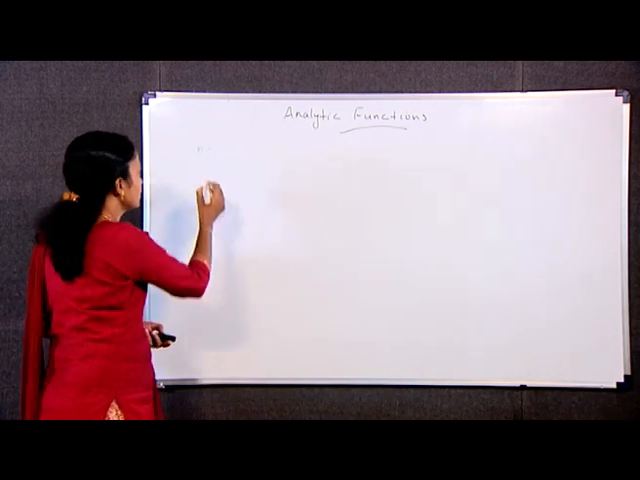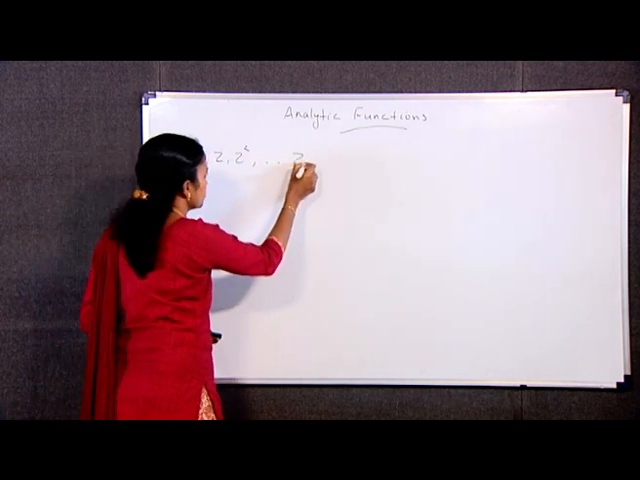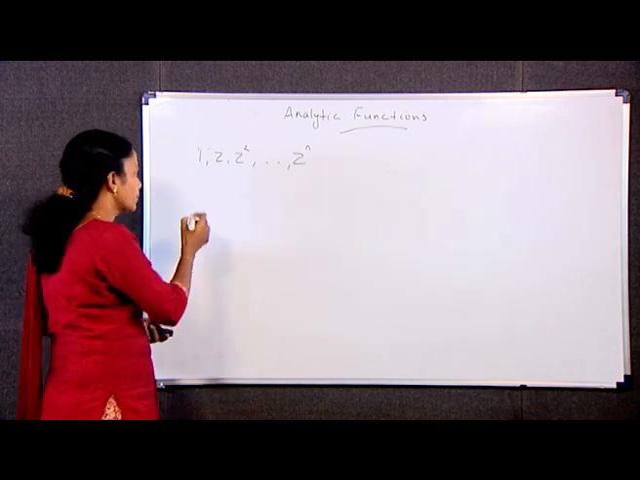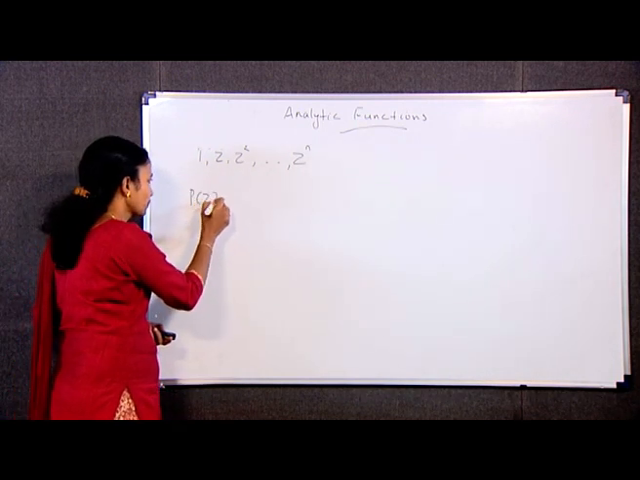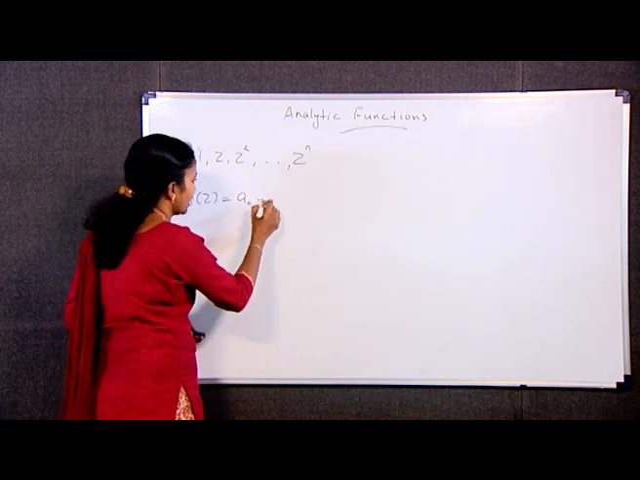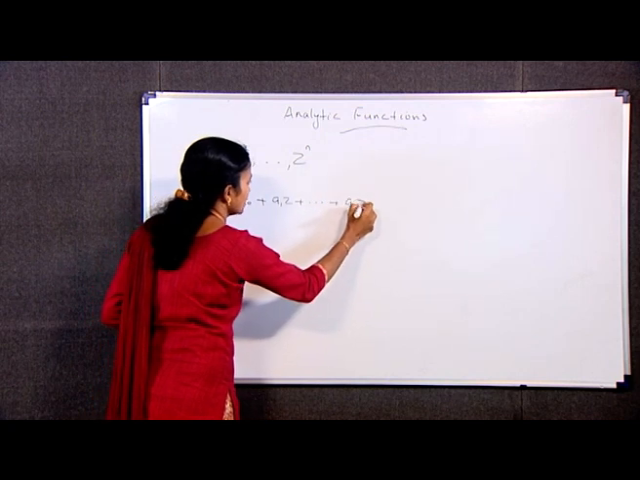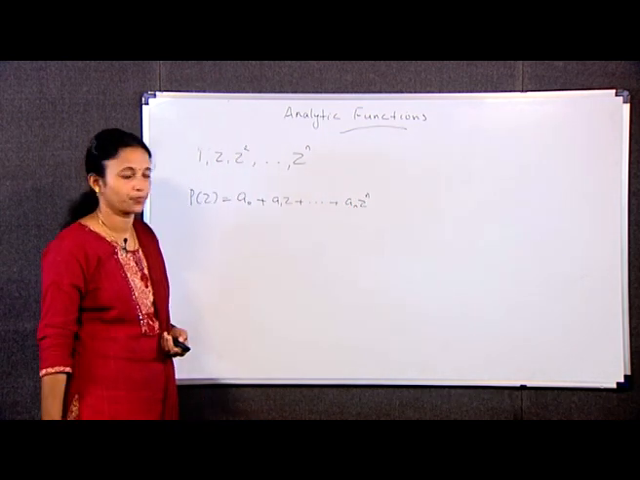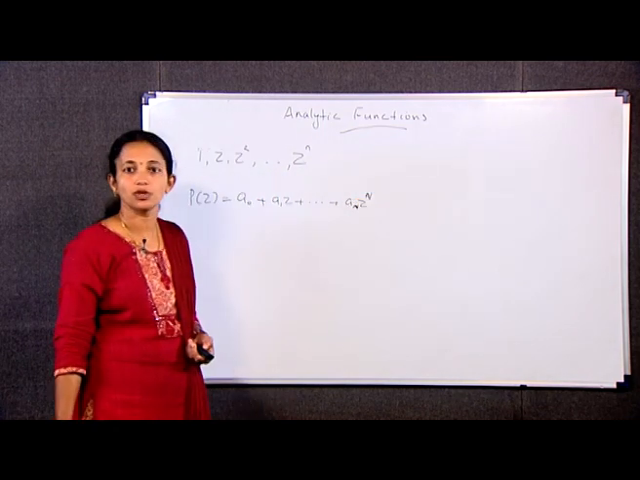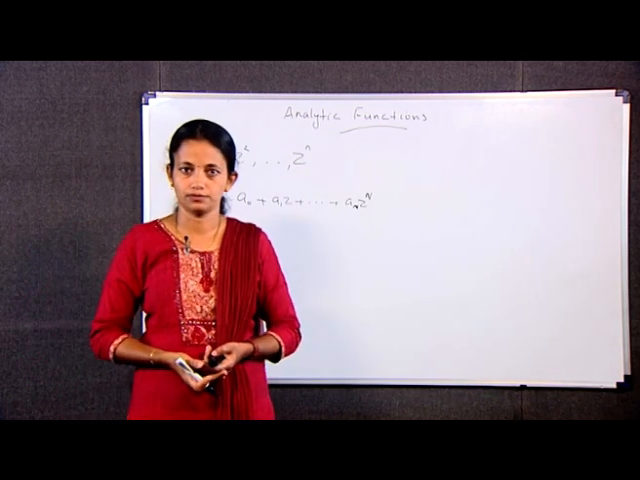1, z, z squared, etc., up to z raised to n, and the polynomial P(z) is equal to a0 plus a1 z plus etc. plus an z raised to n. Here we have capital N, an z raised to n, of course an not equal to 0, are analytic functions.